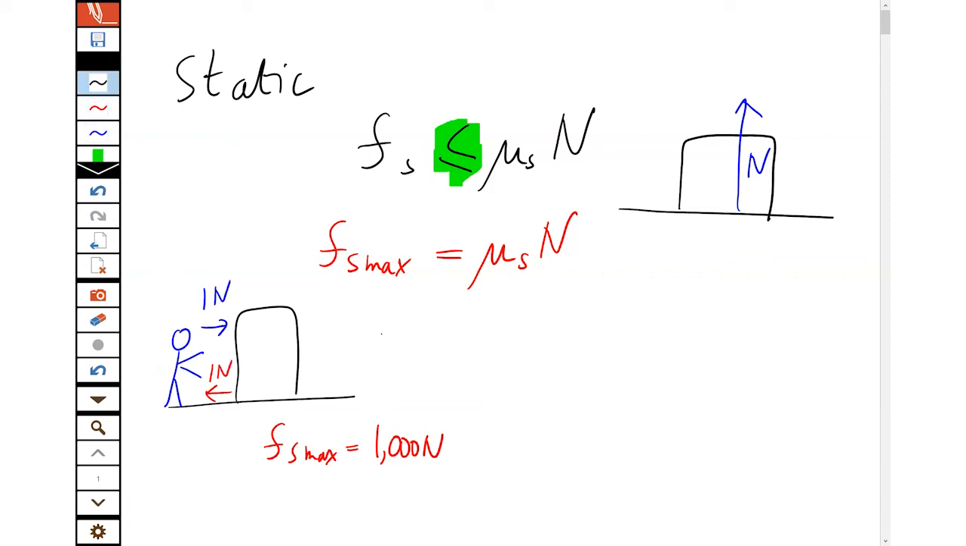So the sum of the forces horizontally stays 0. So that's where this less than or equal to is. It'll only be as big as it has to keep things from moving. And in that case, it's just the static friction. It's not the maximum value, it's just however much static friction you need. So in this case, the static friction is 1.